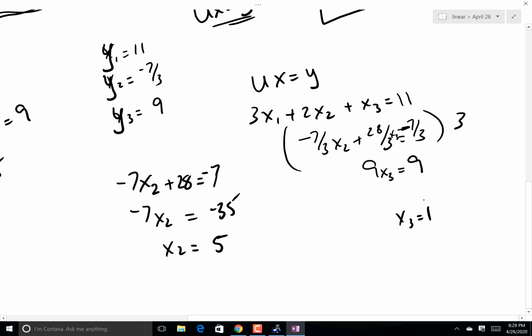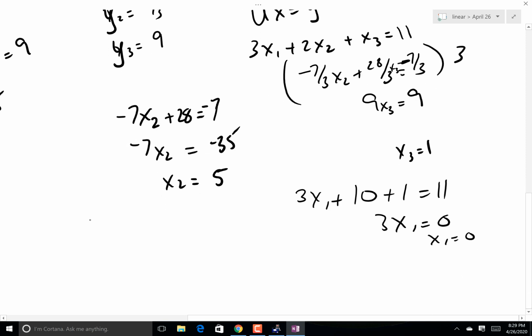And then you plug those back into the top equation. So you get 3x1 plus 10 plus 1 equals 11. So 3x1 is equal to a goose egg. So x1 is equal to 0. So our final answer, the answer that we sought all along, was 0, 5, 1, which is the correct answer.